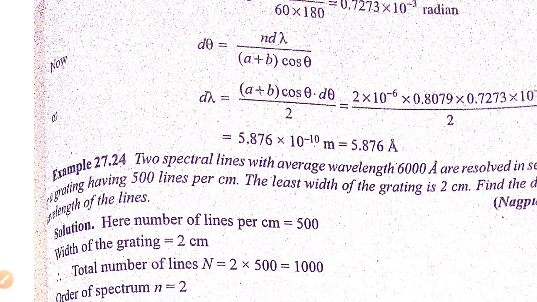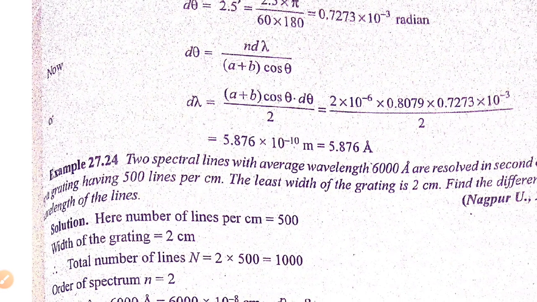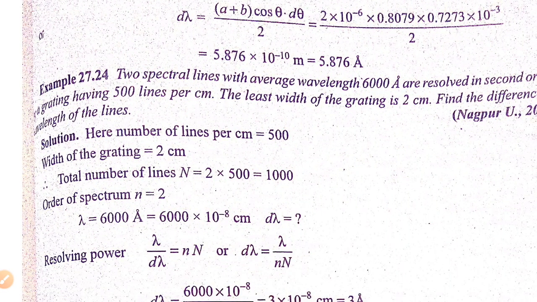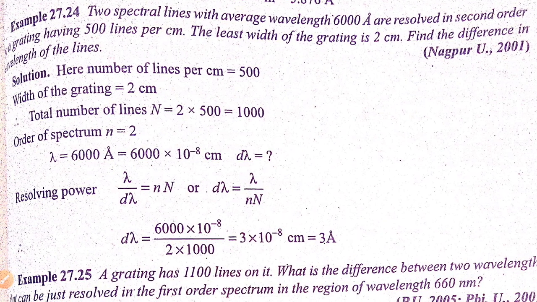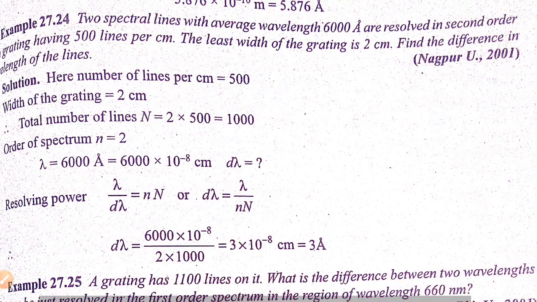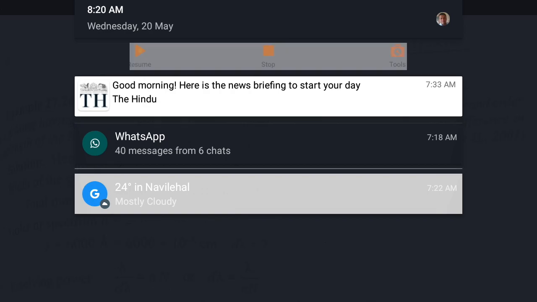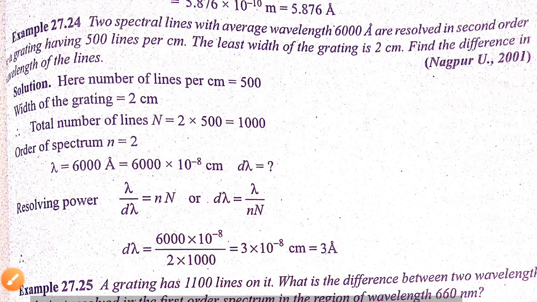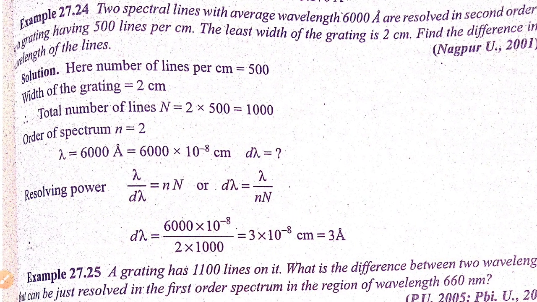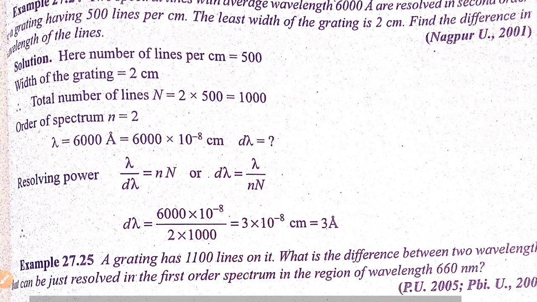This is the separation of the wavelength. Let's move further. Two spectral lines with average wavelength of 6000 angstrom are resolved in second order in a grating having 5000 lines per centimeter. The least width of the grating is 2 cm. Find the difference in wavelength of the lines.